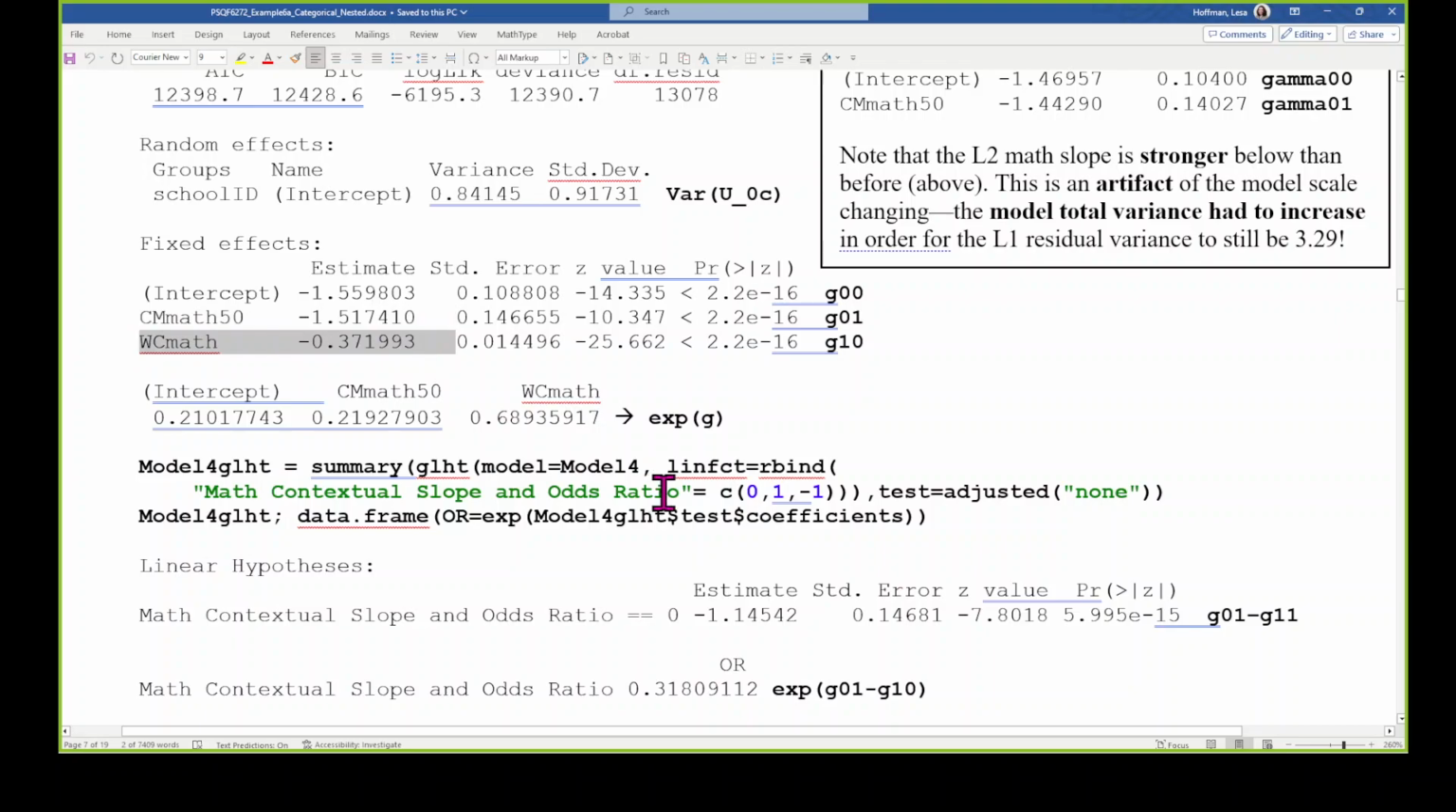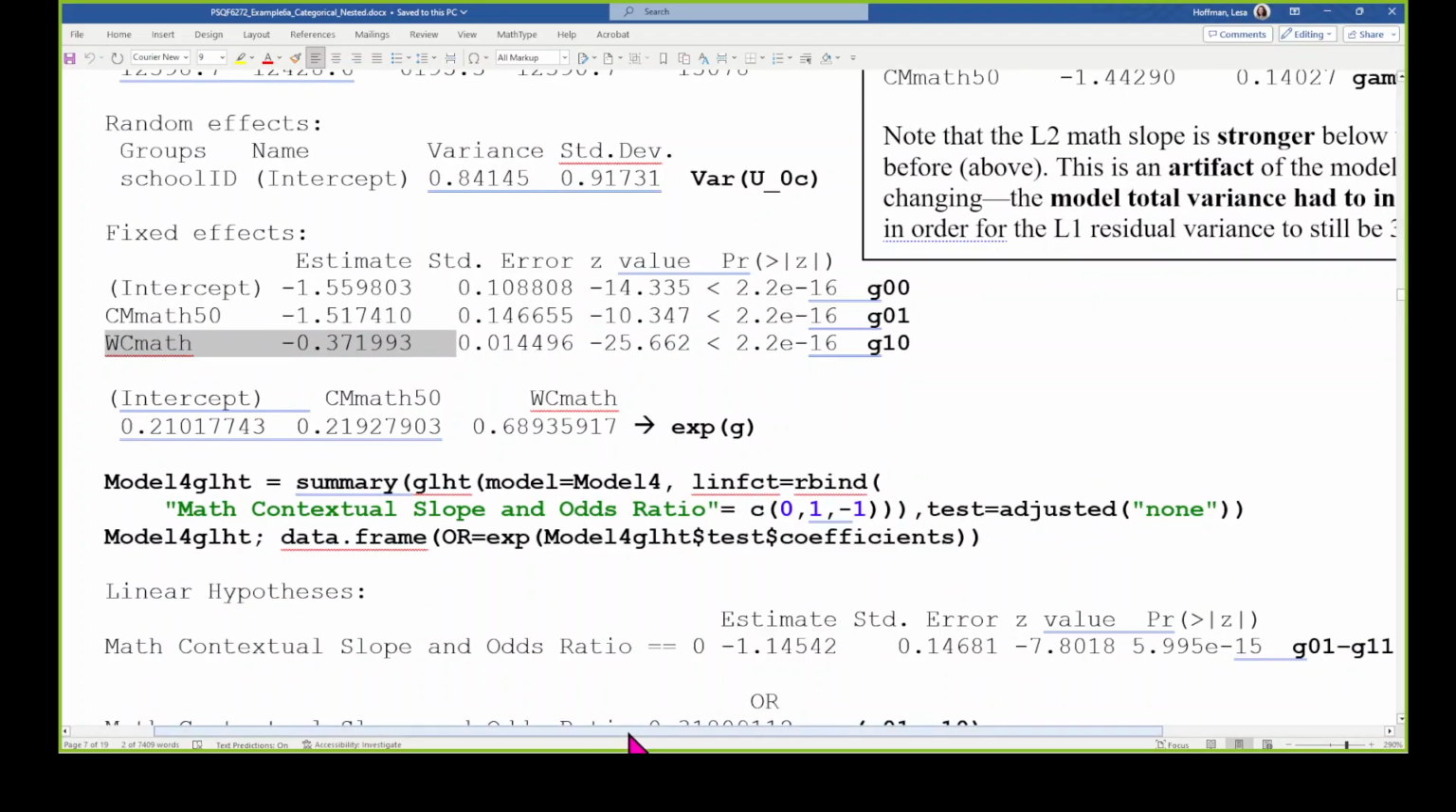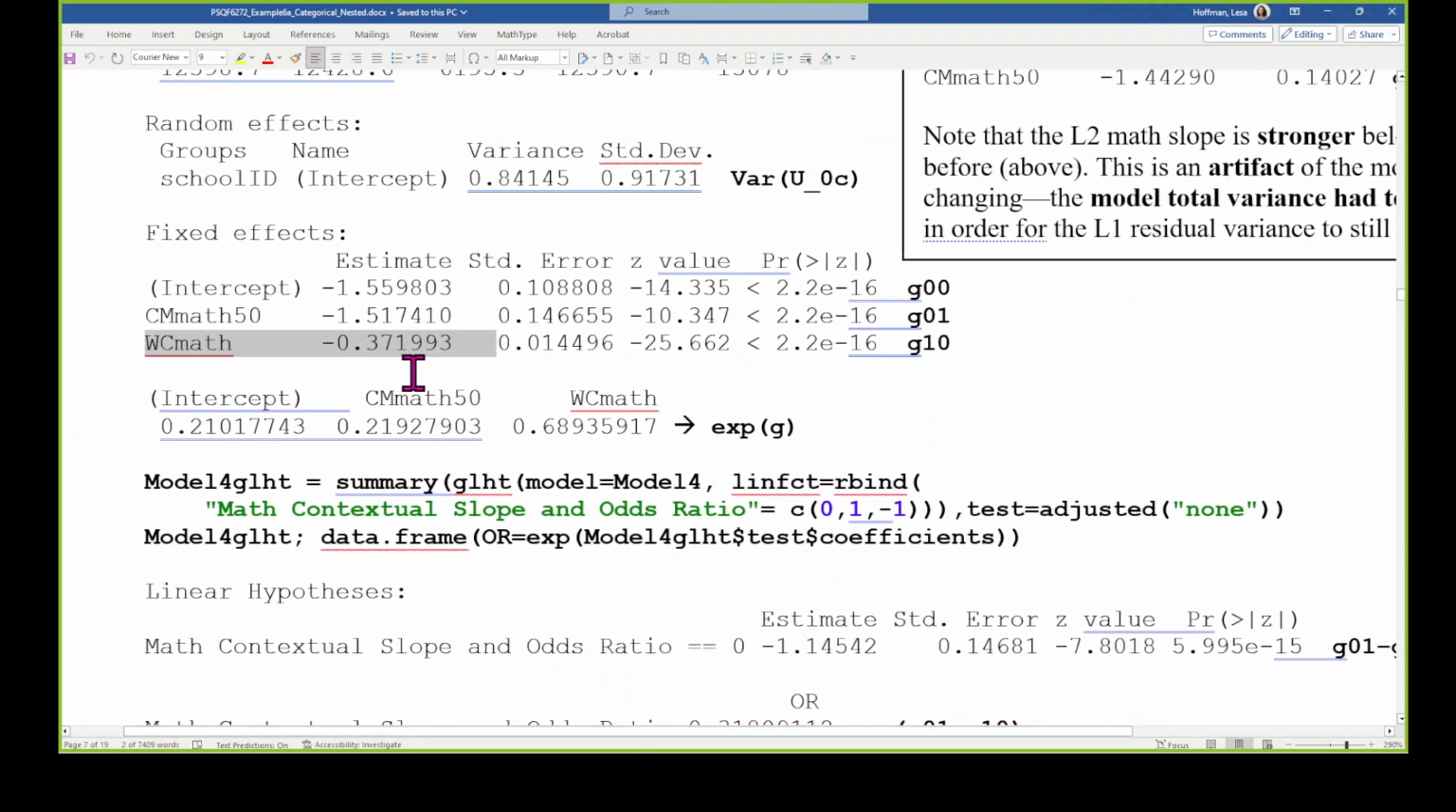So within cluster math, as I'm calling it here, for every 10 points more math I have than the rest of my school's mean, my probability of getting free or reduced lunch goes down, and this is in logits, so I'd have to figure out what the predicted probability is for particular predictor combinations if I wanted to do that. So the logit of the probability goes down by 0.37 per 10 points more math than the rest of your school at level 1.